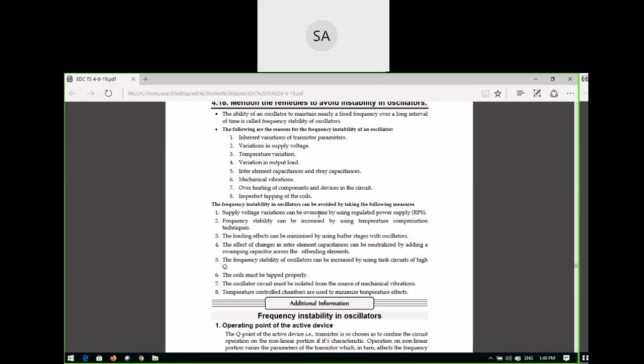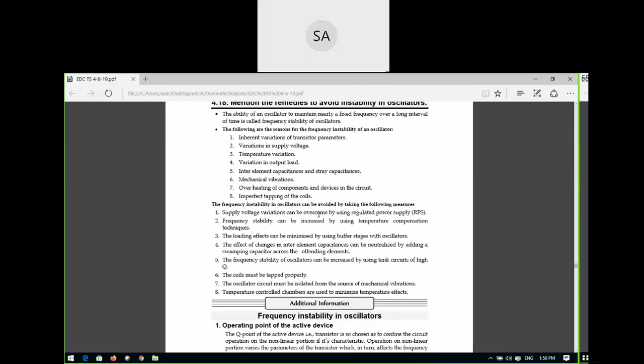The second remedy is that frequency stability can be increased by using temperature compensation techniques. There are several compensation techniques, such as the neutralization technique. If the temperature is increased, you have to use a compensation circuit or technique that will decrease the temperature effect. If the temperature is decreased, you have to increase it, so the overall effect will be constant. That gives frequency stability without any fluctuations.